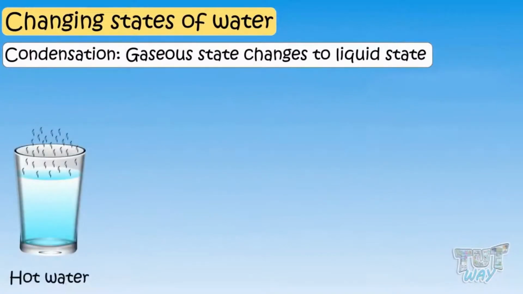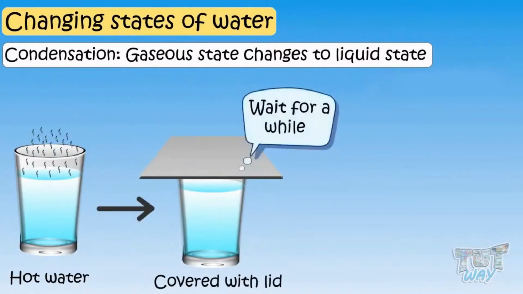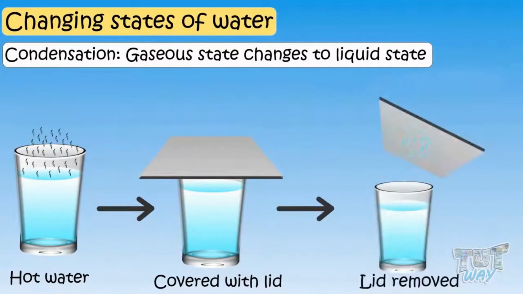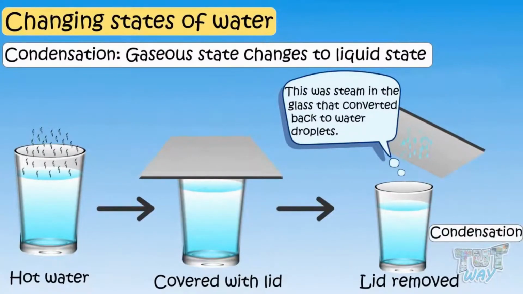Now let's see how the gaseous state of water changes back to a liquid state. Take a glass of hot water and cover it with a lid. Now wait for a while. Now remove the lid and observe the side of the lid facing the hot water. You will find tiny droplets of water on it. This is the steam in the glass that converted back to water droplets. So, this is the process where steam, or the gaseous form of water, changes to the liquid form of water. And the process is called condensation.